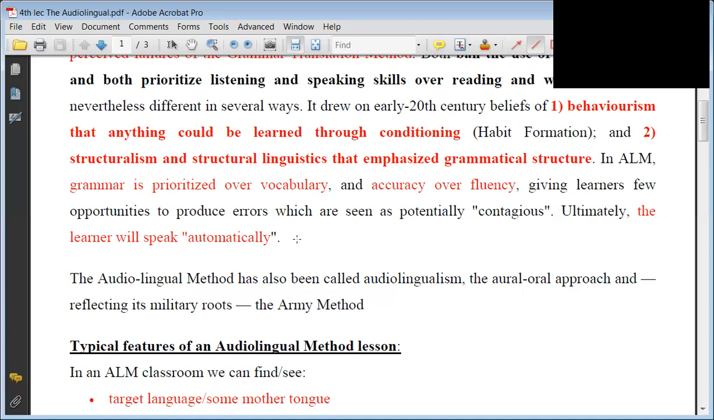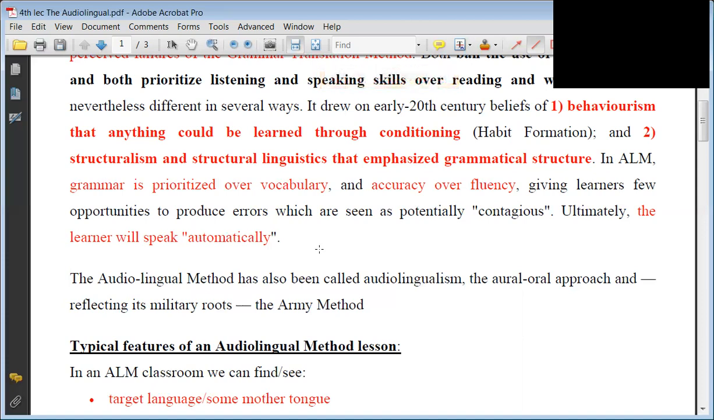So as you can see, accuracy over fluency, grammar is prioritized over vocabulary as well. And ultimately, the learner will speak automatically. What does that mean? The learner will speak automatically. It means that after repeating the same sentence again and again, he will become like a machine, just repeating the same sentence or the same pattern. He practiced a lot, repeating the same sentence again and again, and then he automatically says the sentence without thinking about its structure or its construction, okay?